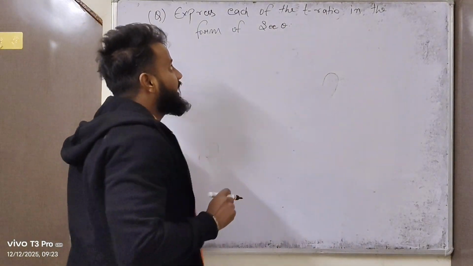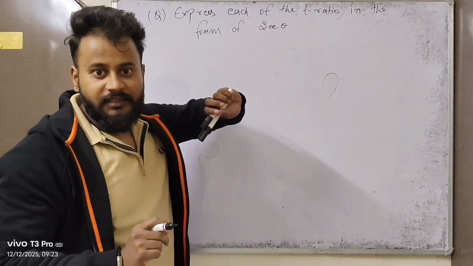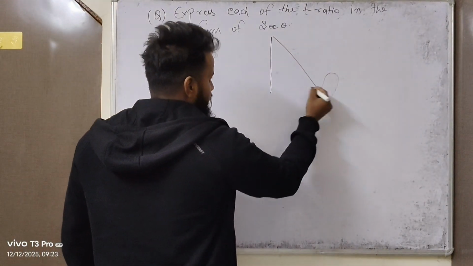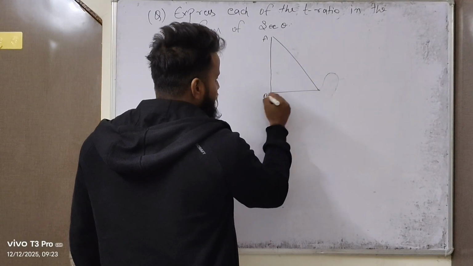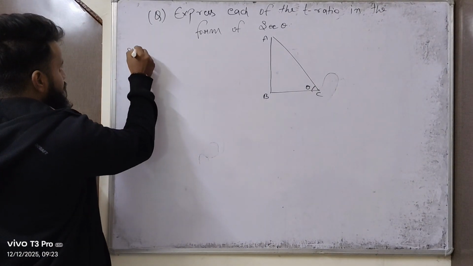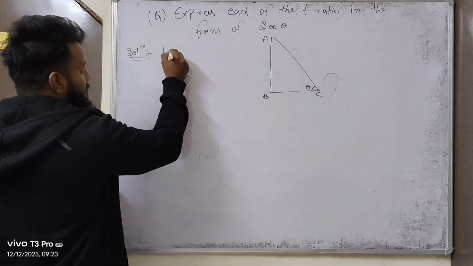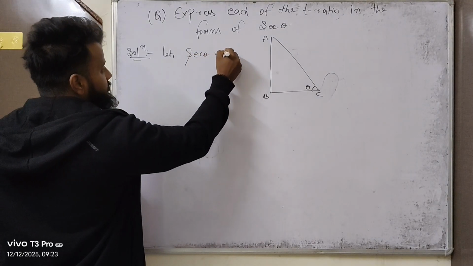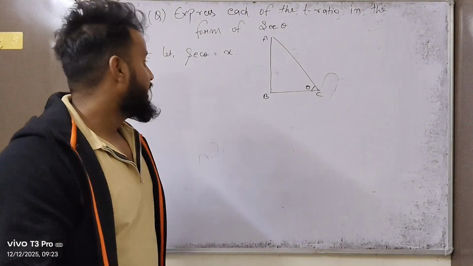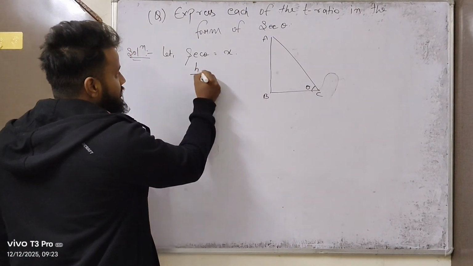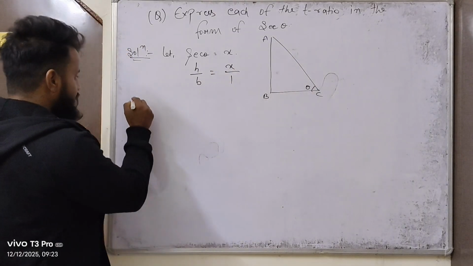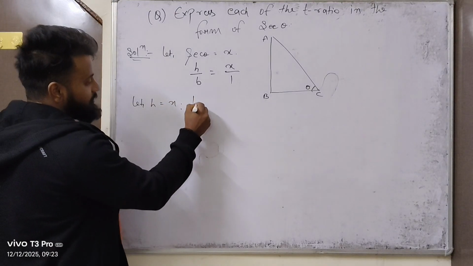As we know, when we use the t ratio in class 10, we have a right angle triangle. So let us consider a right angle triangle ABC and name this angle C to be theta. Now coming to the solution. Suppose sec theta is equal to x. What is the formula of sec theta according to the t ratio? We know that sec theta is h by b, so we can write x by 1. Now let h is equal to x and b is equal to 1.